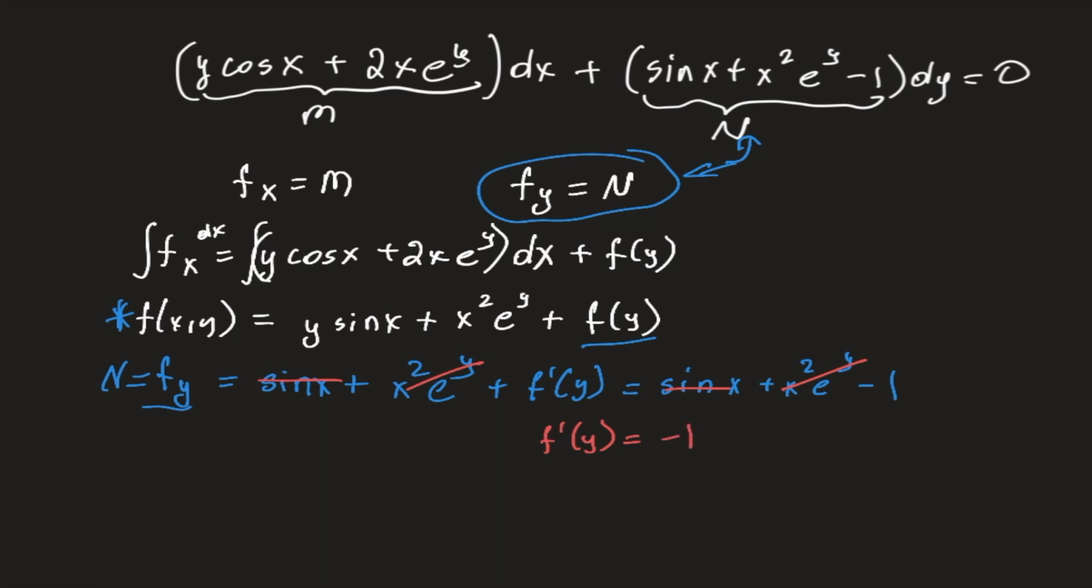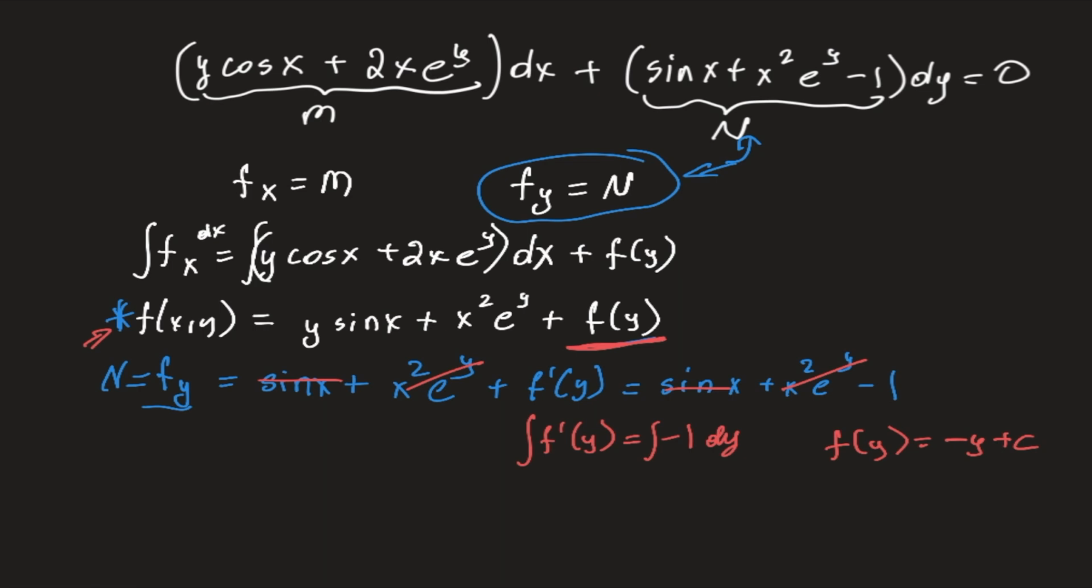Now again, we don't want f prime of y, we want f of y, which means we need to find an integral with respect to y, just like in the previous example, which gives us f of y is equal to negative y plus c. So remember that star I asked you to put in here? Now we have to go back and plug that in.